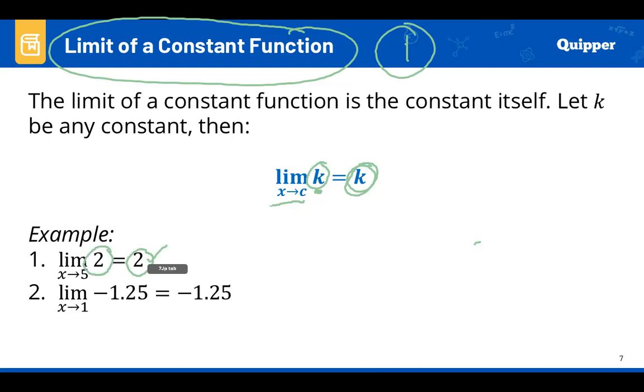Remember, if this is a constant, then the answer is the constant. But when we have a different situation, our answer will be different. But this is not a constant. Got it? Another example, the limit of negative 1.5 as x approaches 1. Of course this is a constant also, so we will just copy. So that will be our first limit law, the limit of a constant function. Whatever is in k, just copy and that will be the answer. Okay, that's the first one, easy.